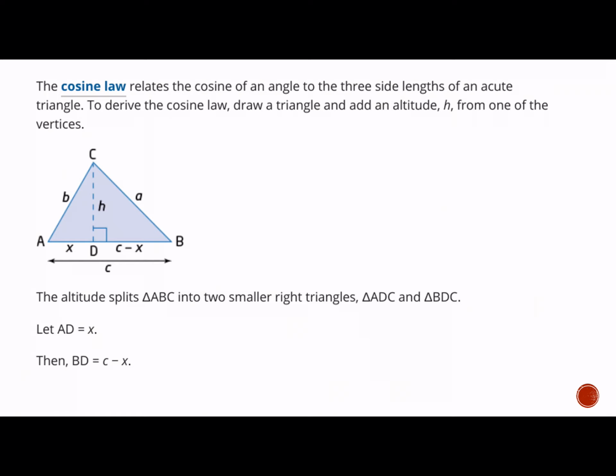But basically, if you split any triangle into two right angle triangles, like they've done here, you can use Pythagorean's theorem to prove that this cosine law works. But what I want to go over is just the labeling again.